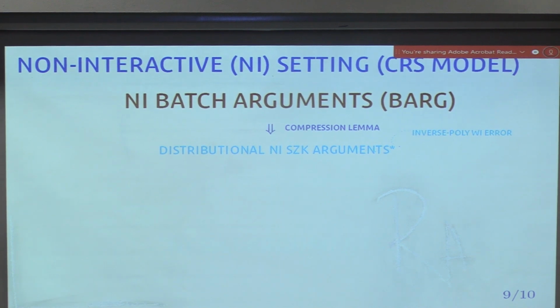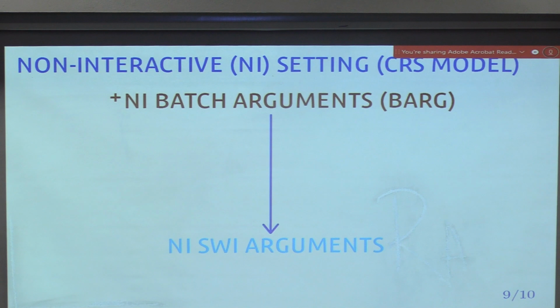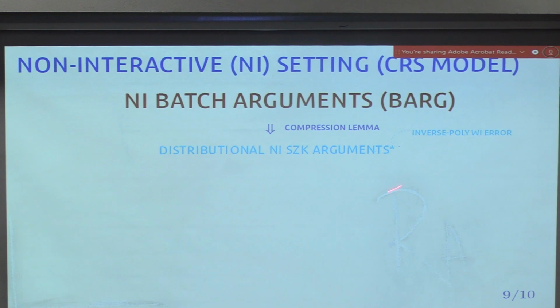And so what do we do here? Notice that there are no caveats here. There is no non-uniformity, there is no poly WI error. So we get everything that one would need. How do we do it? The idea is not to apply minimax, because that's where you get non-uniformity. So you don't apply minimax, and then using this BARG you construct distributional NIZK arguments. This is the same steps we saw but without the minimax.